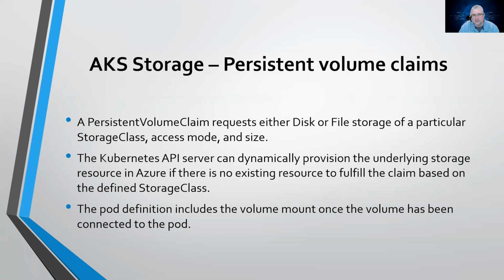So this is how you request either the disk or the file storage, a particular storage class, and access mode types. The API server dynamically provisions the underlying storage. And if you don't tell it, it's going to default to the default storage class. If there's not a resource there and you say you need one, it will build it. If you build it, they will come. Kubernetes is all about this. You just tell it what you need, it figures it out, and it builds it for you.